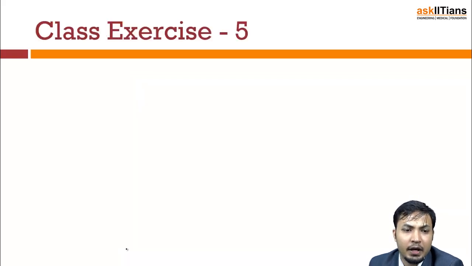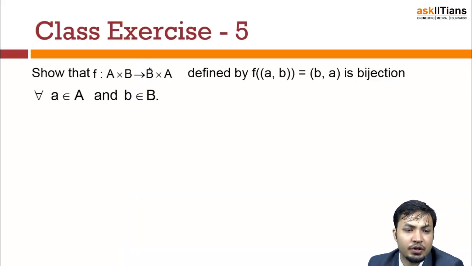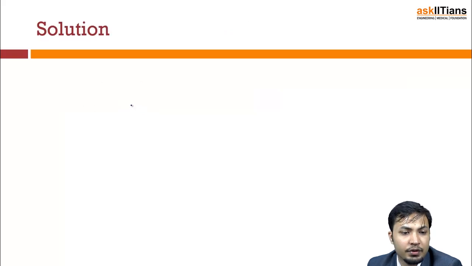Alright. Now let's look at the next question. It says f from a cross b to b cross a is defined by f of a comma b equals b comma a, is a bijection for all a and b. How do I show this?